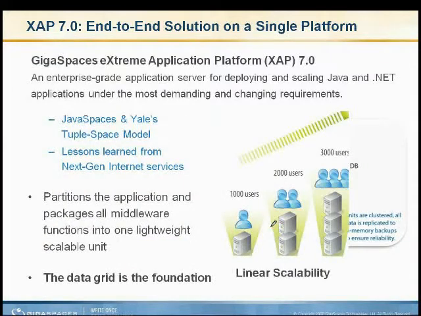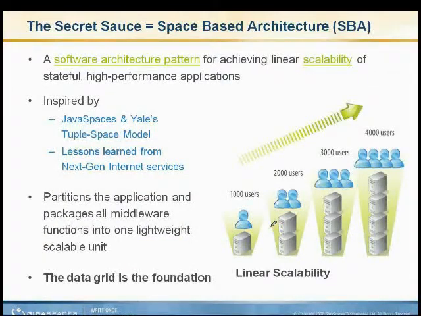So moving on to the next slide. I mentioned it a bit in the previous slide. The idea behind GigaSpaces is to enable linear scalability, or predictable scalability. So if you have one machine, you can support 1,000 users. Then you add two machines, you can support 2,000, and so on and so forth. And this is not something that is evident or easily done with traditional architectures.